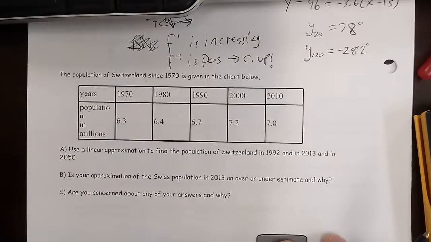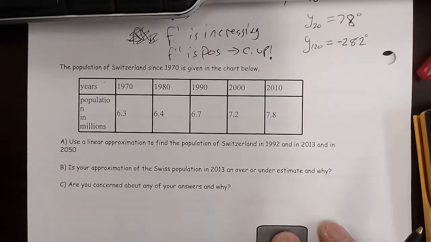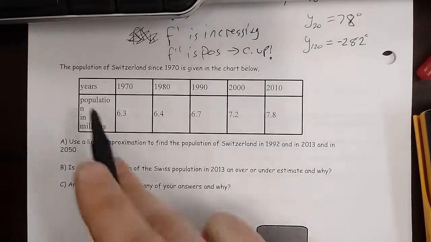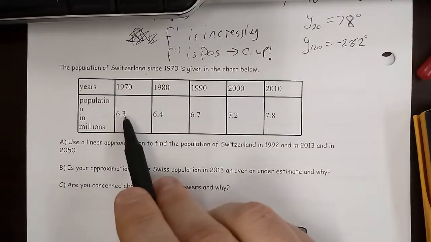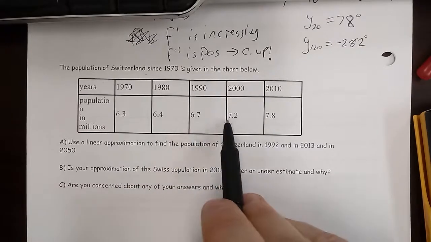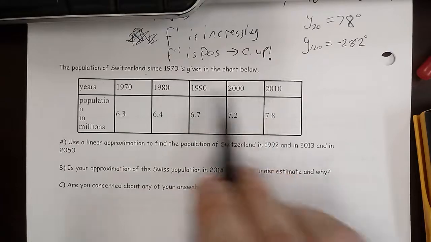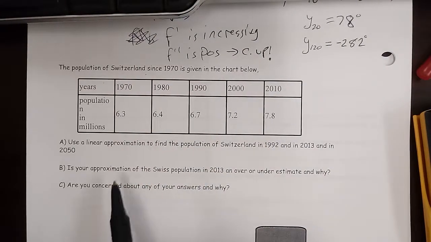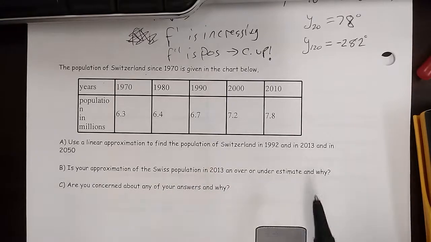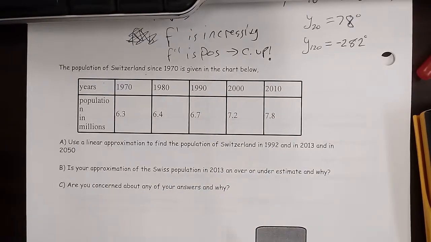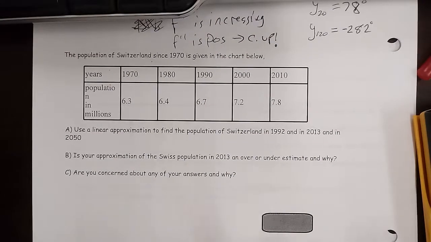The population of Switzerland since 1970 is given in the chart below. Population in millions. Okay. So 6.3 million, 6.4 million, 6.7 million, 7.2 million, 7.8 million. Notice that these are going in tens. So every 10 years. Use a linear approximation to find the population of Switzerland in 1992, and in 2013, and in 2050. So we're going to need to use separate ones for these.